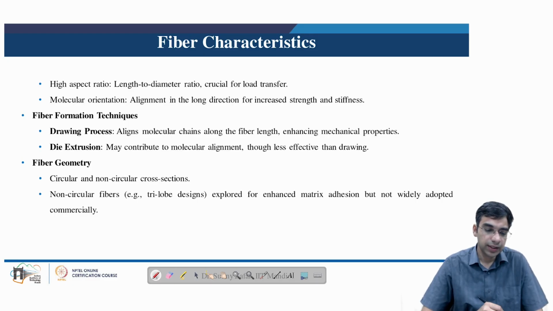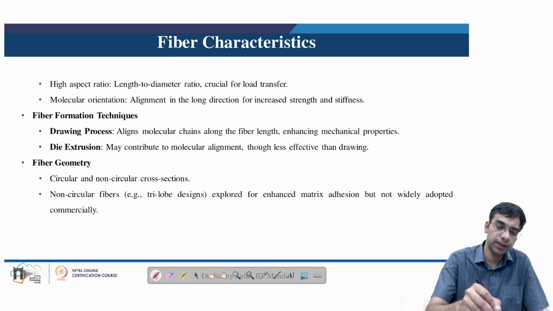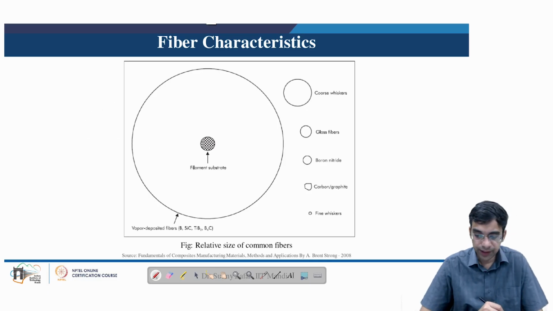Fiber formation techniques involve the drawing process, which involves aligning the molecular chain along the fiber length, enhancing mechanical properties. Die extrusion may contribute to molecular alignment, though it may be less effective than drawing. Fiber geometry may include circular and non-circular cross-sections. Non-circular fibers such as trilobe designs may be explored for enhanced matrix adhesion but are not widely adopted in commercial applications. Here we can see the relative size of common fibers.